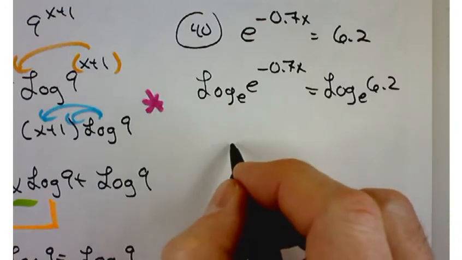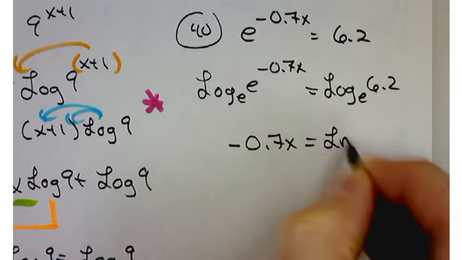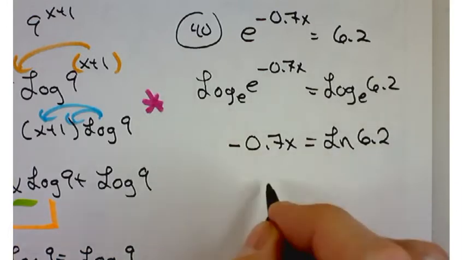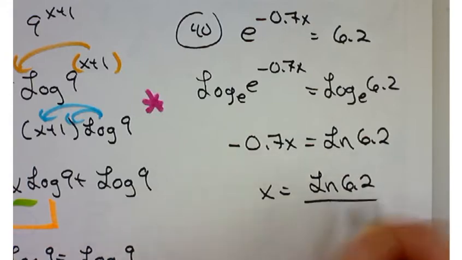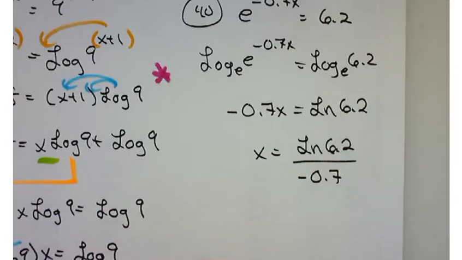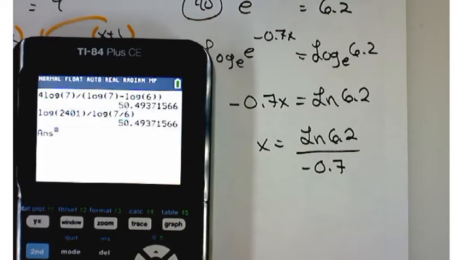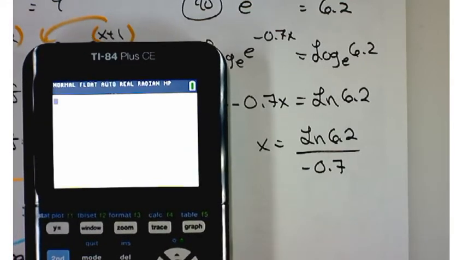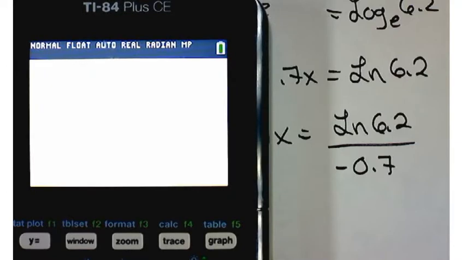Yeah, the e allows for being left with -0.7x. And let's call that ln of 6.2 on the right-hand side. So x equals ln of 6.2 divided by -0.7. Let's actually get a value for that on our calculators. I'm not going to try and do anything fancy here. I just want to get a nice value. So let's see. ln of 6.2 divided by -0.7.